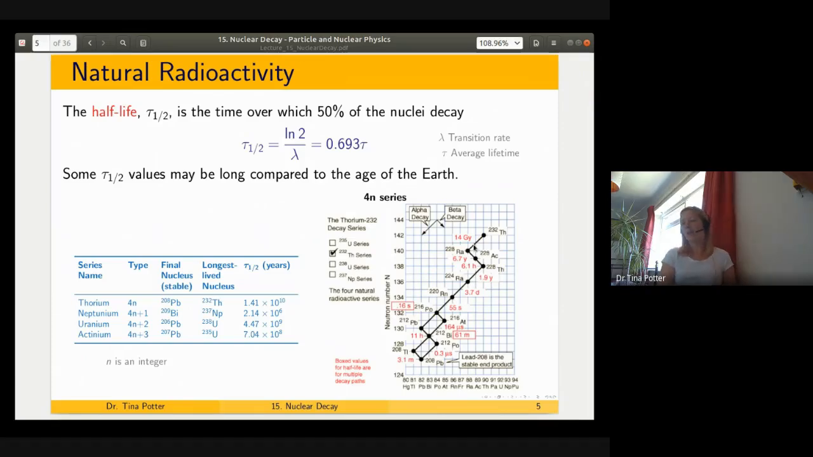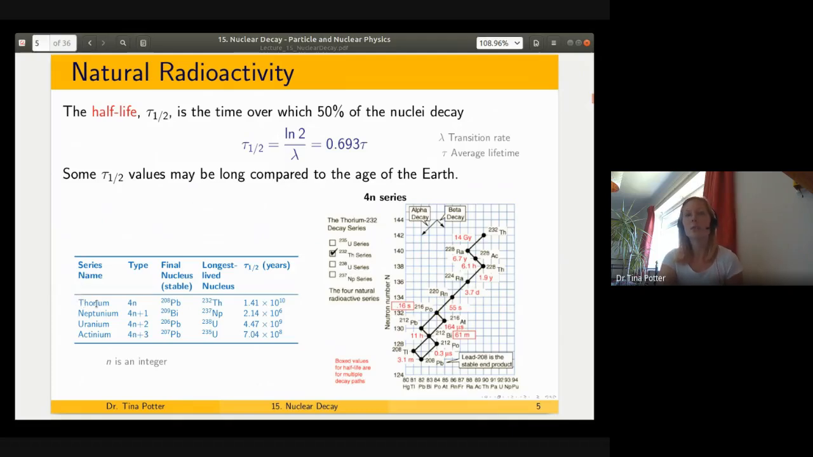Now, something that's quite important when we're talking about radioactive decay is the half-life. And that, as you know, is the time it takes for about half of our nuclei in a sample to decay. And it's related to the lifetime or the decay rate, and we're calling that lambda here. Now, there's a huge range of half-lives or lifetimes that we have for these nuclei that undergo decay. Some are actually comparable to the age of the Earth. They're incredibly slowly decaying. And some are incredibly fast decaying.